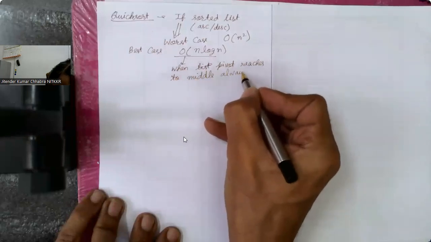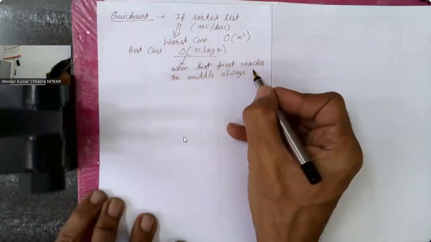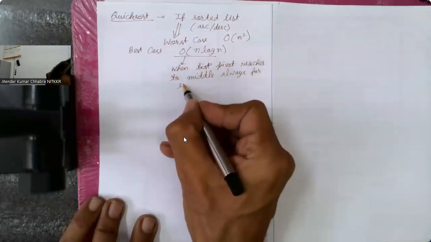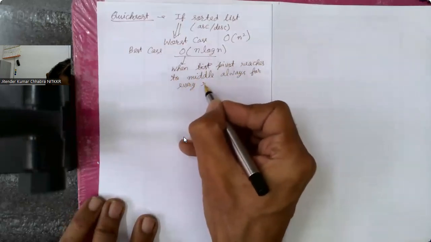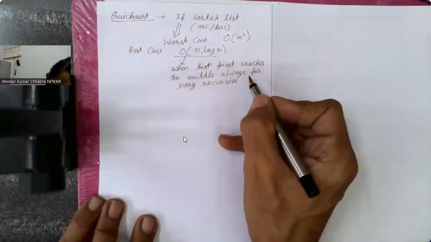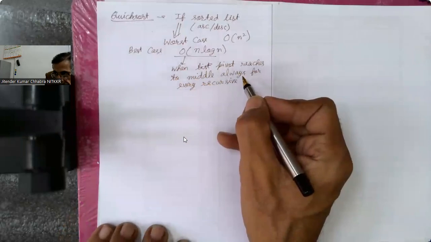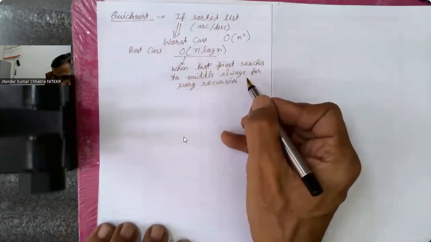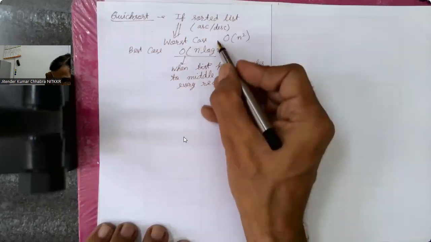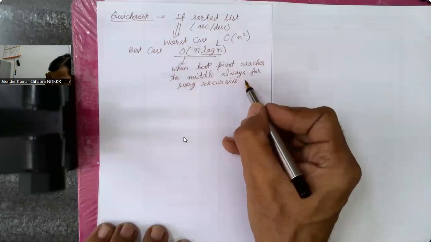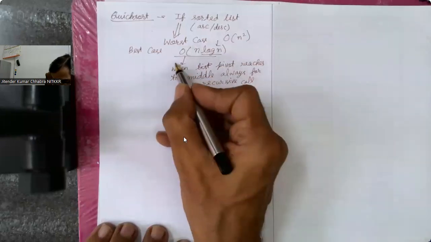Whenever we can ensure that the pivot reaches the middle position always for every recursive call, in that case only the best case will happen and the time complexity will come to n log n, because every time the size will reduce from n to n by 2, n by 2 to n by 4, n by 4 to n by 8, and hence accordingly log n will step into the solution. So that will become the best case.